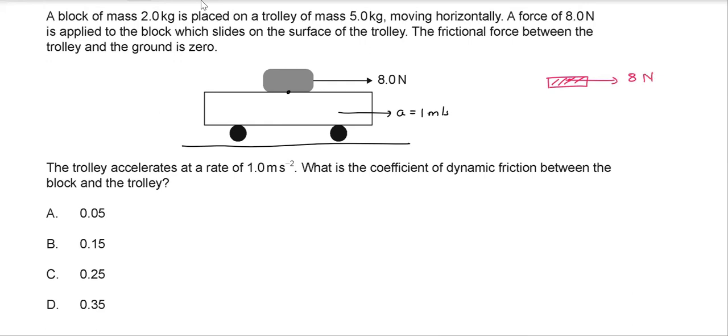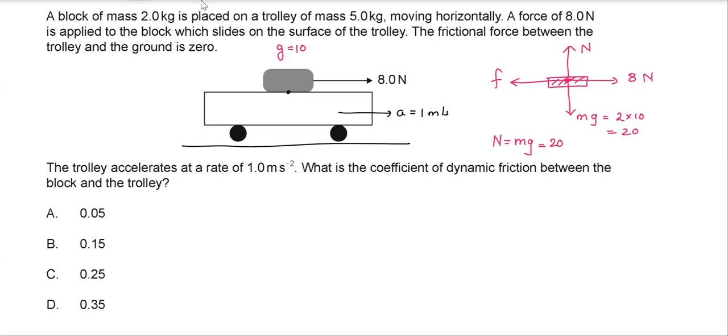There is another force acting on this block, which is the friction force. Also there is a normal force because of the contact, and then there is the weight of the block. For this question, let's take g as 10. The weight of the block is mass times g, so 2 into 10, that is 20 newtons. The object is not moving in the vertical direction, so the normal force is equal to mg. The normal force is 20 newtons.